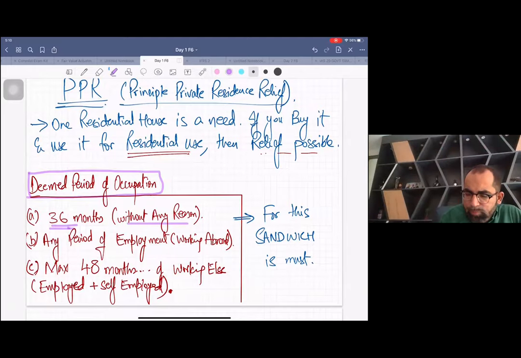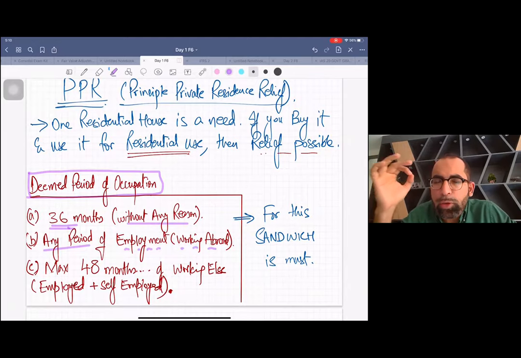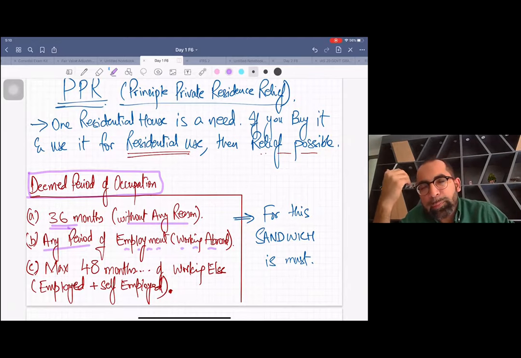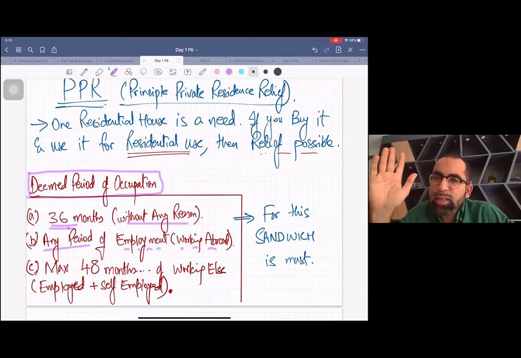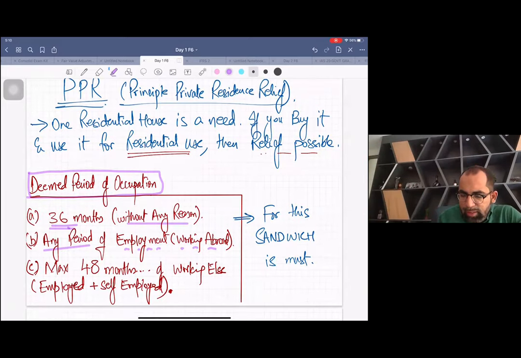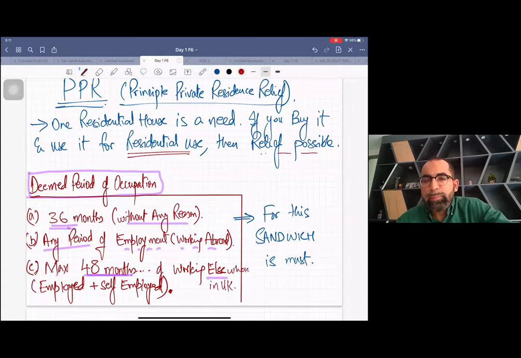Number B, any period, unlimited time, of employment working abroad. If you are going abroad for a job, and you need to go for 3, 4, 5, 6 years, any number of years, you will get the relief. Then number C, maximum 48 months. In point C, the relief is only 48 months of working elsewhere in the UK, that is employed plus self-employed.